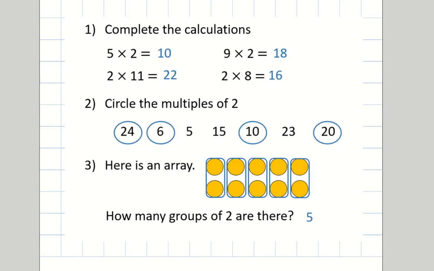Hopefully you'll have got 5 times 2 is 10, 9 times 2 is 18, 2 times 11 is 22, 2 times 8 is 16. You will have circled the multiples of 2 as 24, 6, 10 and 20. And hopefully you'll have thought about the fact that the other numbers are not multiples of 2 because they are all odd. And for 3, there were 5 groups of 2. We had 10 counters in total, and if we divide 10 by 2, we get 5.